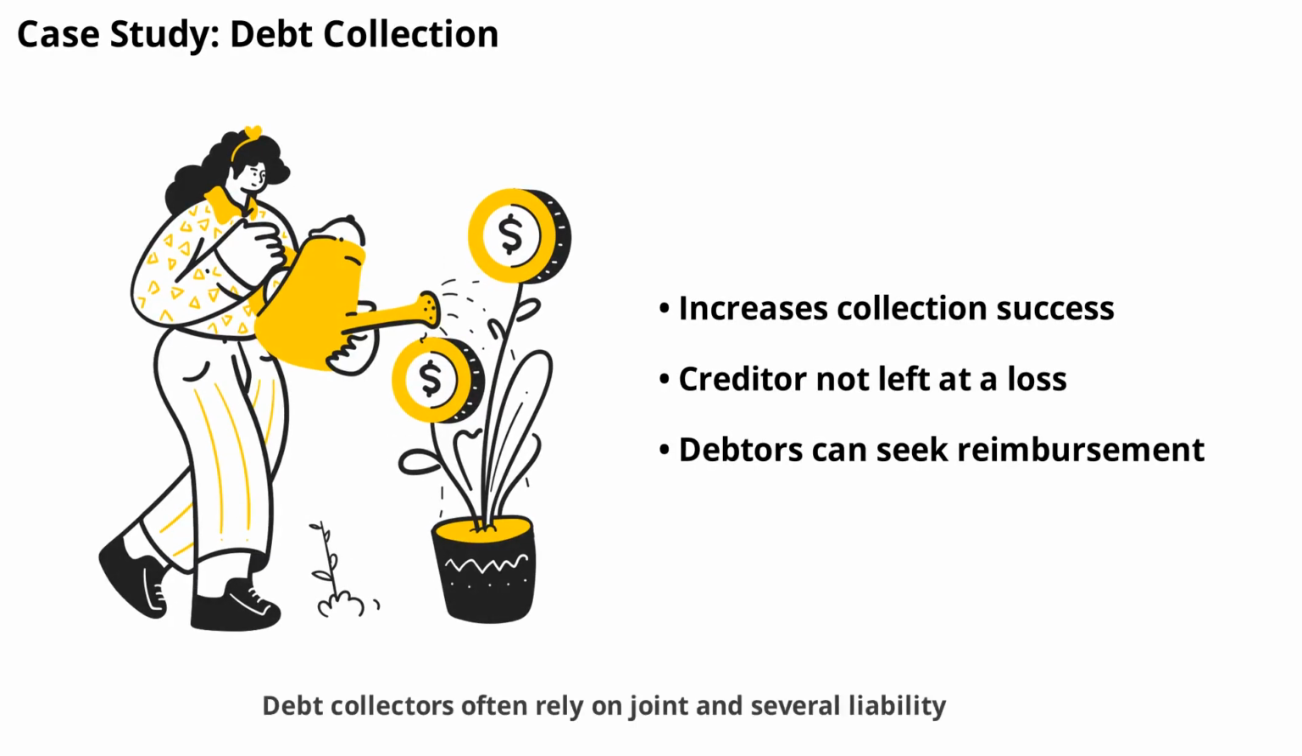Debt collectors often rely on joint and several liability to recover the full amount owed from any one debtor. This increases the chances of successful collection, especially if some debtors are unable to pay. The paying debtor can then seek reimbursement from the others, but the creditor is not left at a loss.